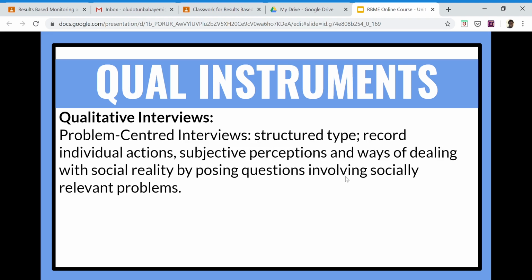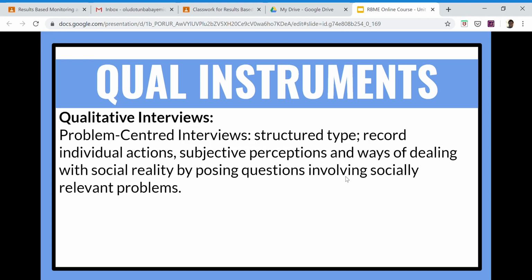So, you pose questions that look at the social problems in the community, in the environment. For example, the use of drugs by youths in a particular program. With that, your interview is actually problem-centered on something, or on a social problem in the society. And you want the respondents to be able to answer the evaluation question that you've set up for that. For instance, the extent to which youths use drugs in a particular society or community.